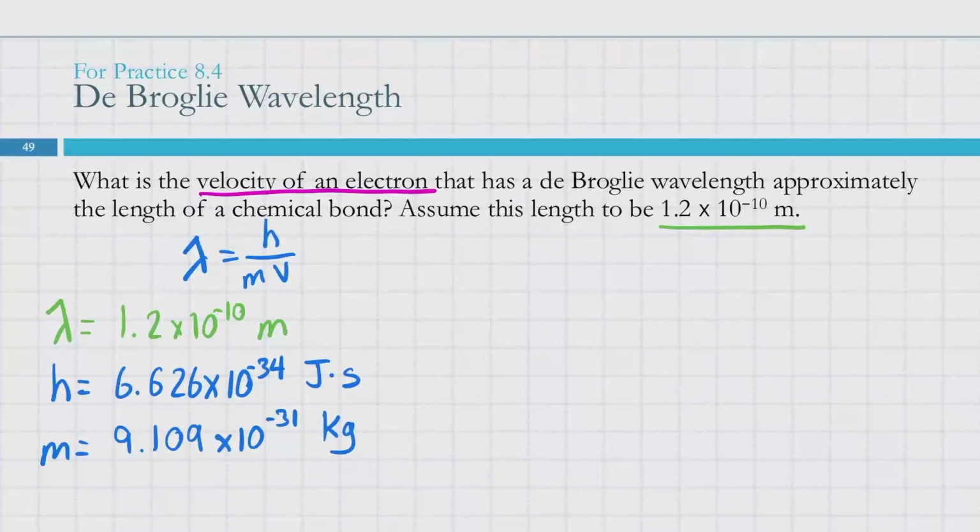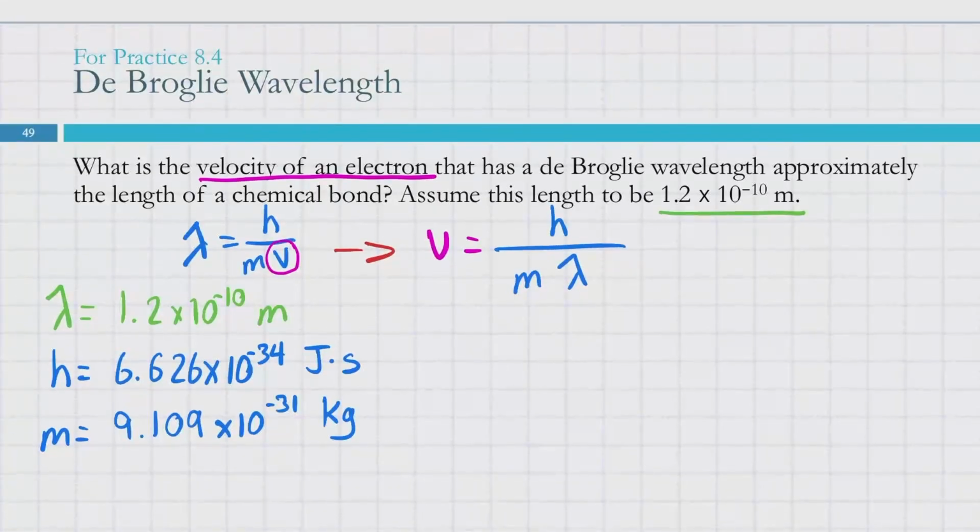No, there's nothing more that we need. We've got everything we need. We're solving for v, velocity. So we're going to rearrange, multiply both sides by v, divide both sides by lambda. We'll get v equals h over m lambda.